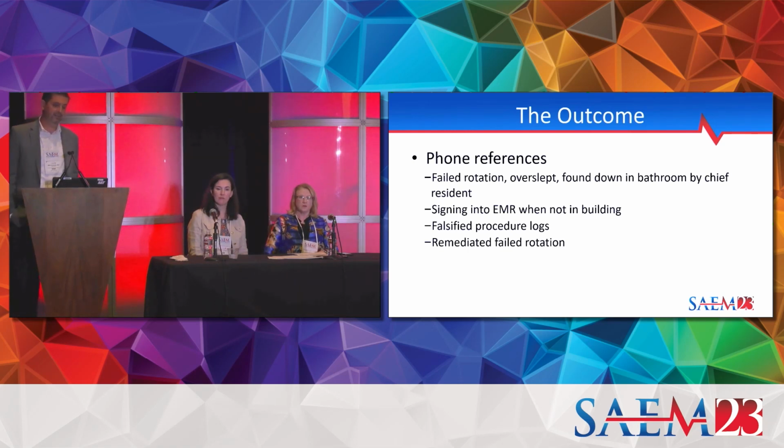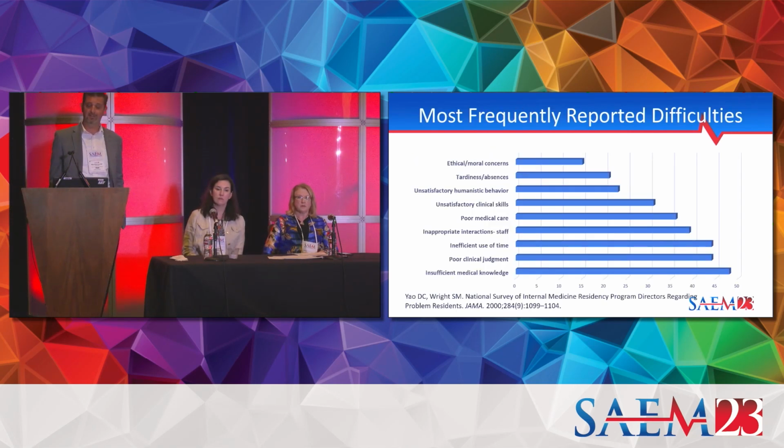So what happened when we called references on this person and got the backstory is, as you're seeing, he actually failed a rotation. He overslept the rotation, and when the chief resident went to make a wellness visit to check on him and ask why he didn't show up for shift, he was found down in the bathroom. He was signing into the EMR when he's not in the building, falsifying his procedure logs, and eventually did remediate his rotation and was not excused from the program, but he saw the writing on the wall, and it was time to make a change. Okay, so that clarifies things quite a bit for us.